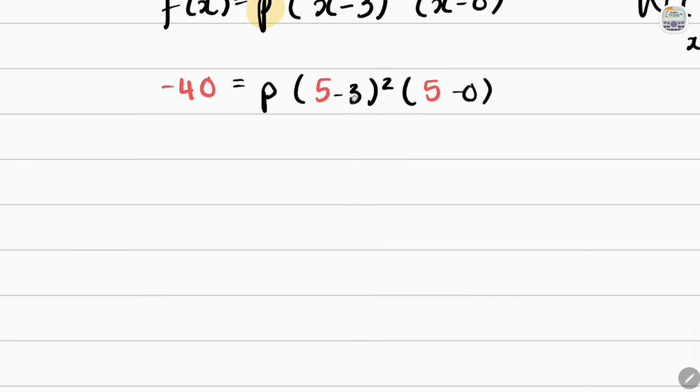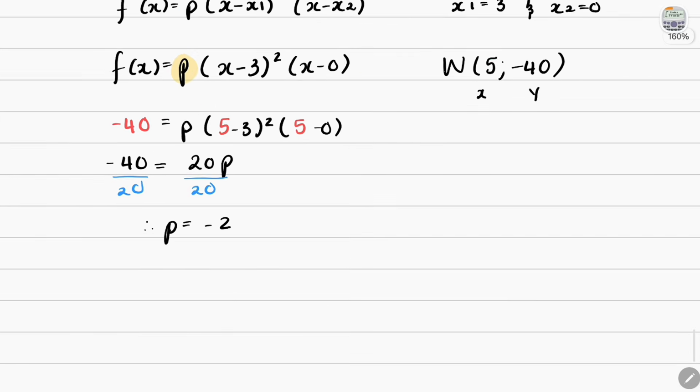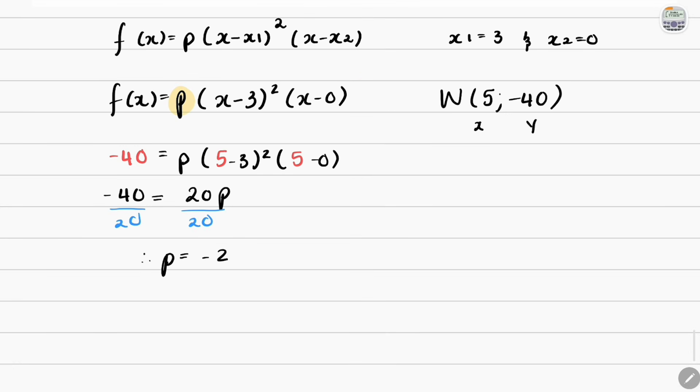5 minus 3 is 2. 2 squared is 4. And then 5 minus 0 is 5. So times 5. That gives us 20. So this is 20p is equal to negative 40. And then divide both sides by 20. Therefore, p is equal to negative 2. Okay, now all we have to do is substitute this into the equation that was almost complete. It was just missing a p.